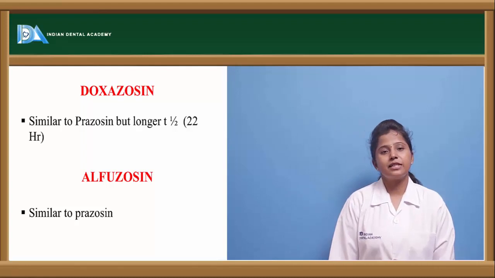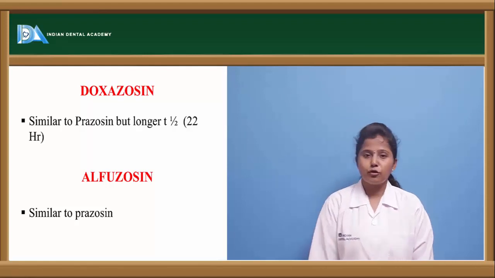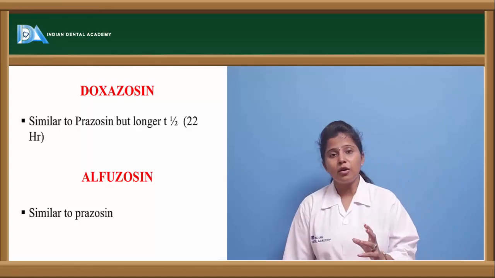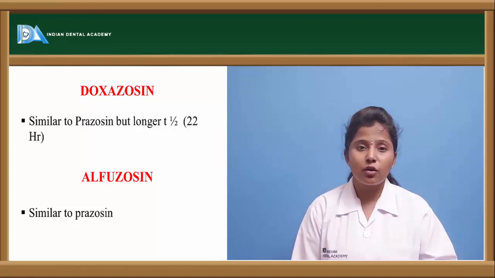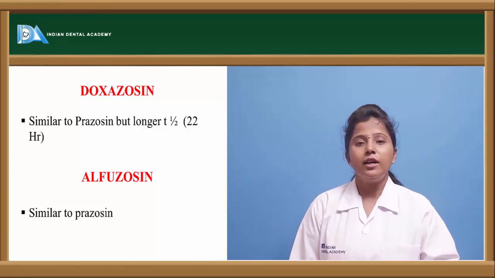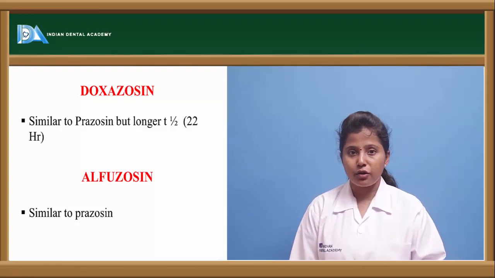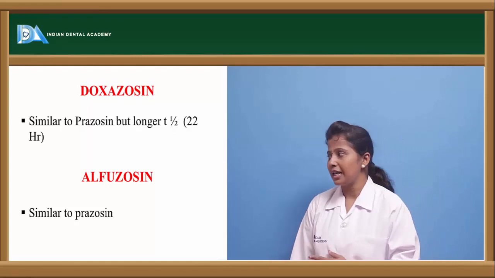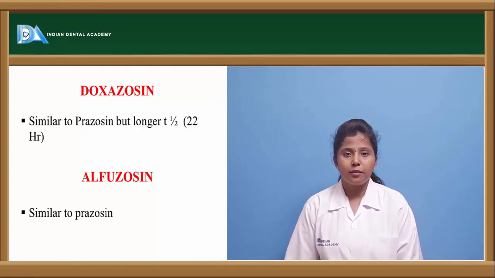The other alpha-1 receptor antagonist is doxazosin. So doxazosin, prazosin, terazosin, alfuzosin. These are all drugs which exert similar action. Only the structural modification done in all these drugs affects either the bioavailability or the T-half. Terazosin has the greater bioavailability and long duration of action. If we see doxazosin, the actions are similar to prazosin, but it has a longer T-half, almost 22 hours. Whereas alfuzosin is as such similar to prazosin.